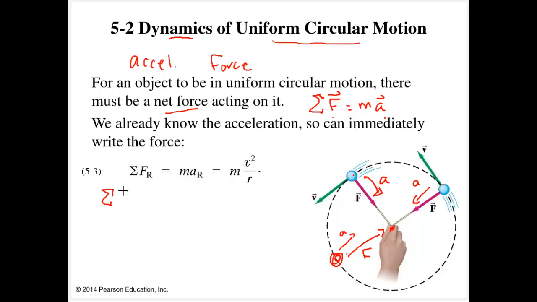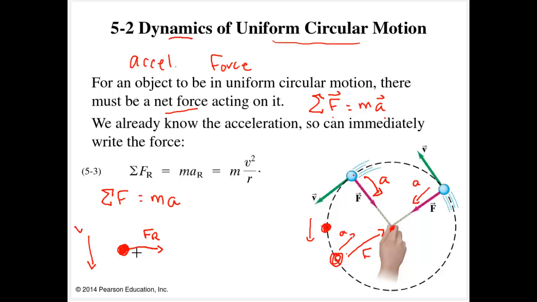So if we go ahead and write the sum of the forces is equal to the mass times the acceleration, and we draw the free body diagram for this ball, it's going to have its velocity, kind of drawing it right here, it's going to have its velocity right there. It's going to have a force inward, and I'll put an R there to say that this is radial.